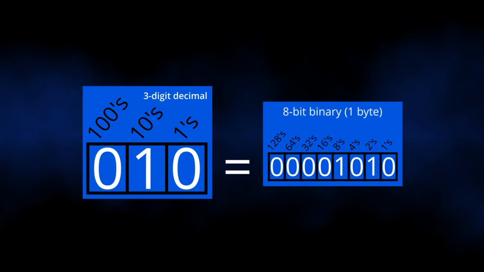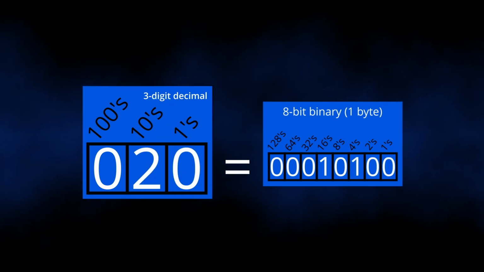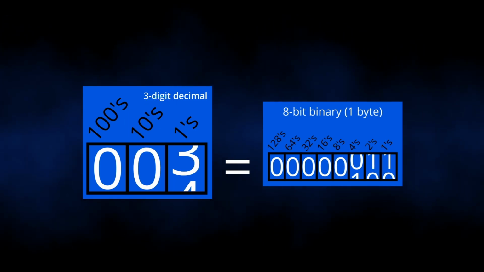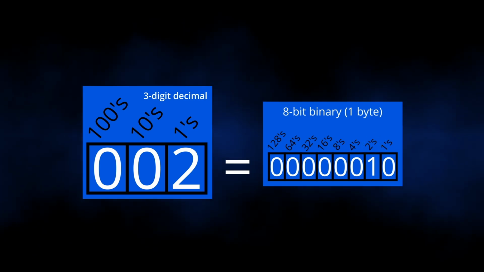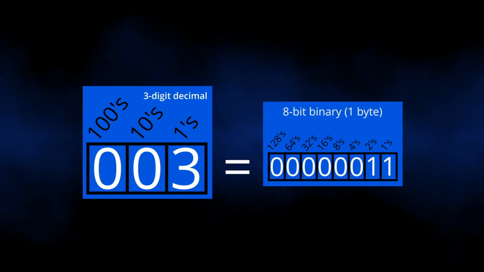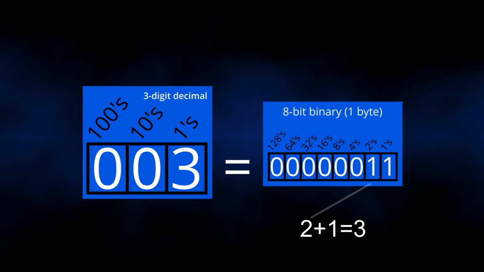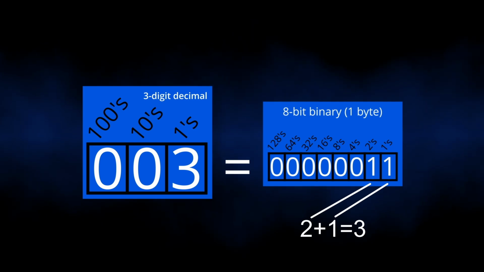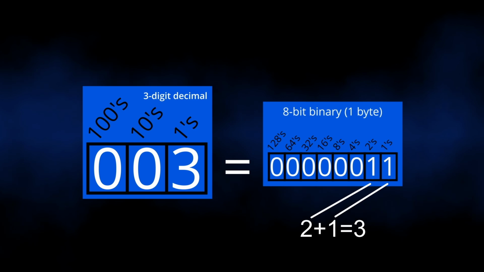So in the case of decimal, if you have 1 in the tens place, it means you have 1 ten. If you have 2 in the tens place, it means you have 2 tens. Well, the binary system is no different. If you have a 1 in the binary 2's place, it means you have 1 two, meaning you have the value of 2 one time. So if you have 1 1 in binary, that would be a value of 3, because you have 1 two and 1 one. There's a 1 in the 2's place, so that's 1 two. And there's a 1 in the 1's place, which means you have 1 one.